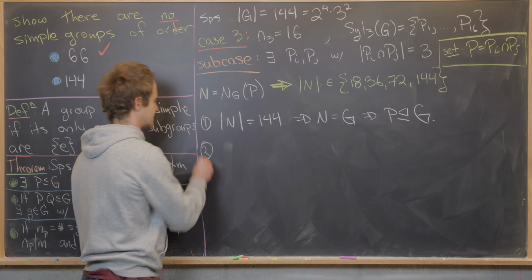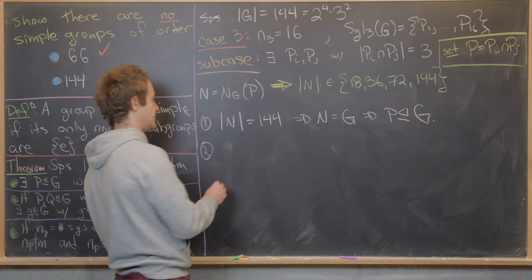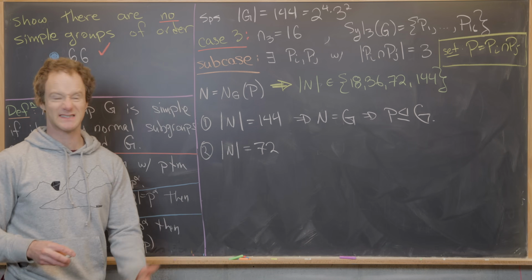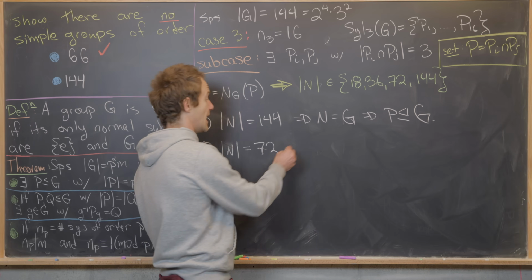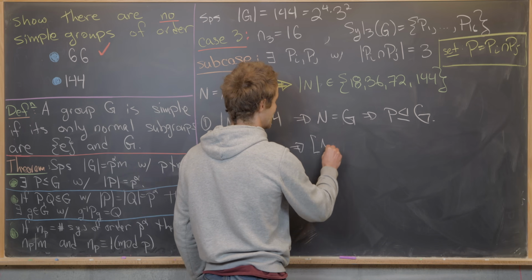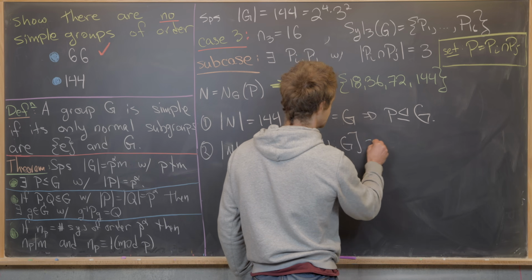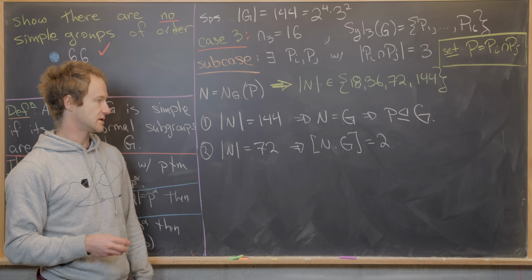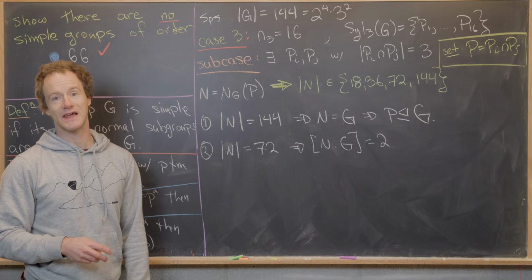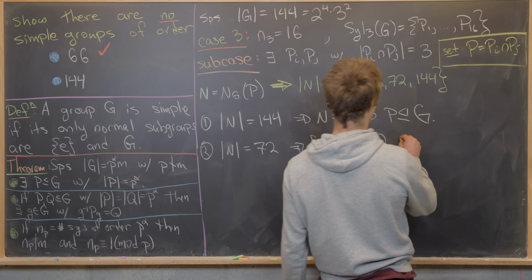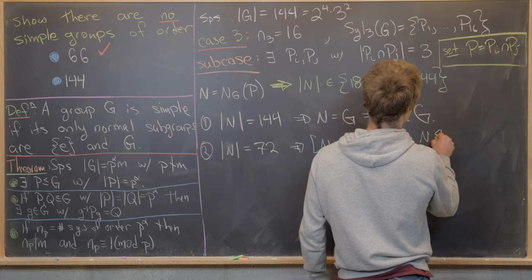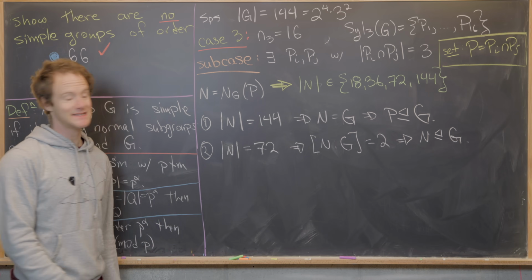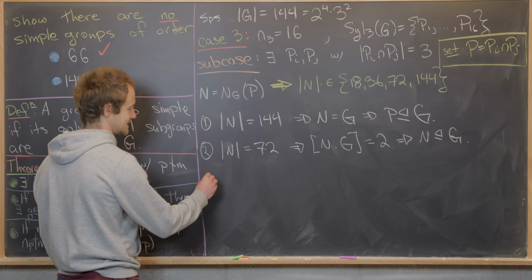Okay, so now let's look at the second case, which would be the size of N equals 72. So that's maybe the second easiest. But that tells us that the index of N in G is equal to 2. But by a pretty standard result, if you have a subgroup with index 2, it is automatically normal. So in other words, N is normal in G. Okay, so let's move to the next easiest case, which would be N equals 18.